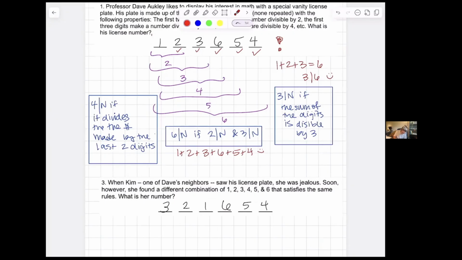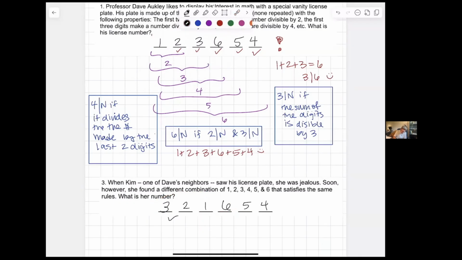So we see this number is definitely divisible by two since it ends in two. This number is divisible by three since the sum of the digits, three plus two plus one, is six, right? That didn't change, still divisible by three. This number needs to be divisible by four. And that means these last two digits had to be divisible by four. And 16 is divisible by four. So so far, so good, right?